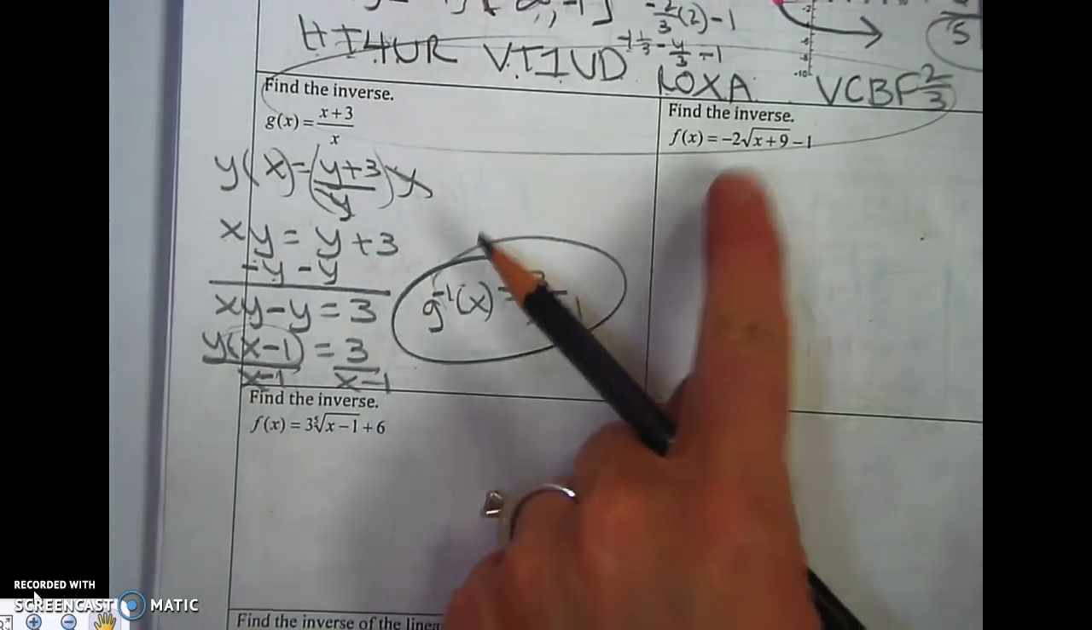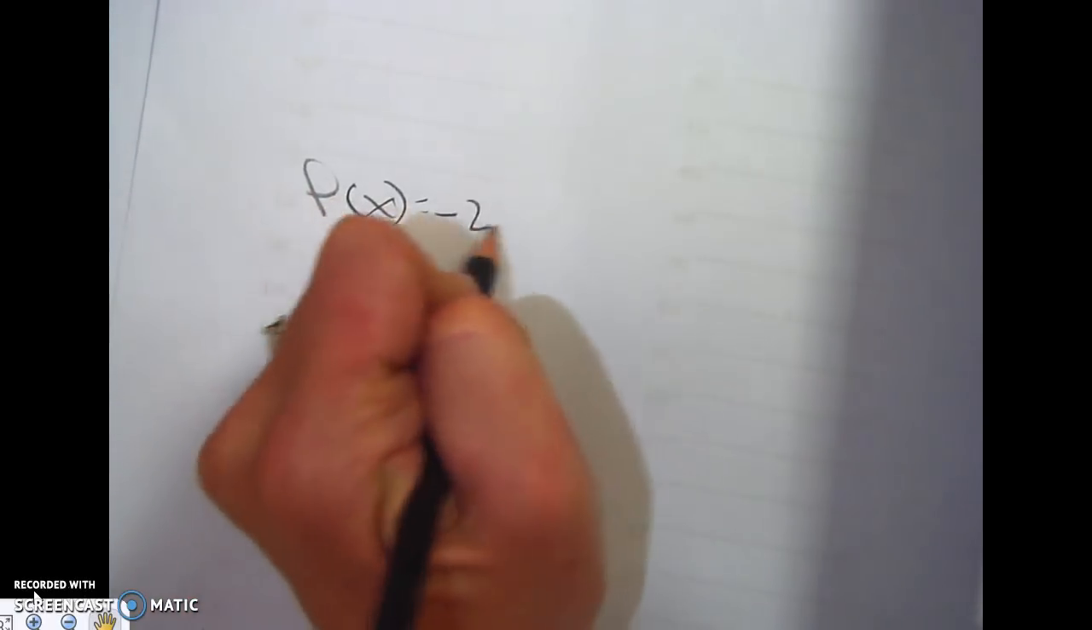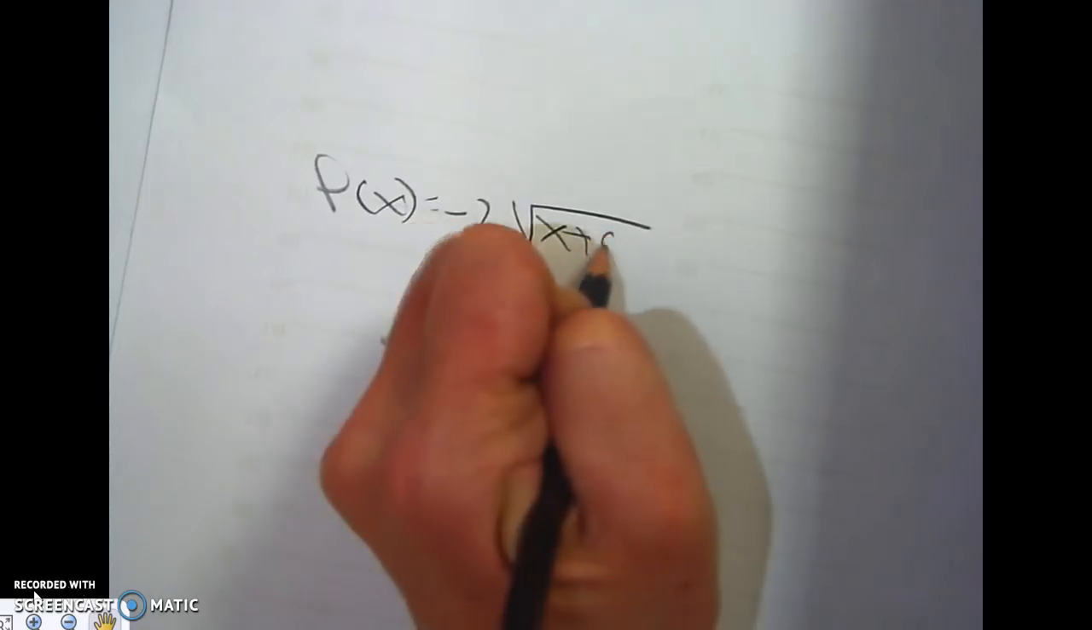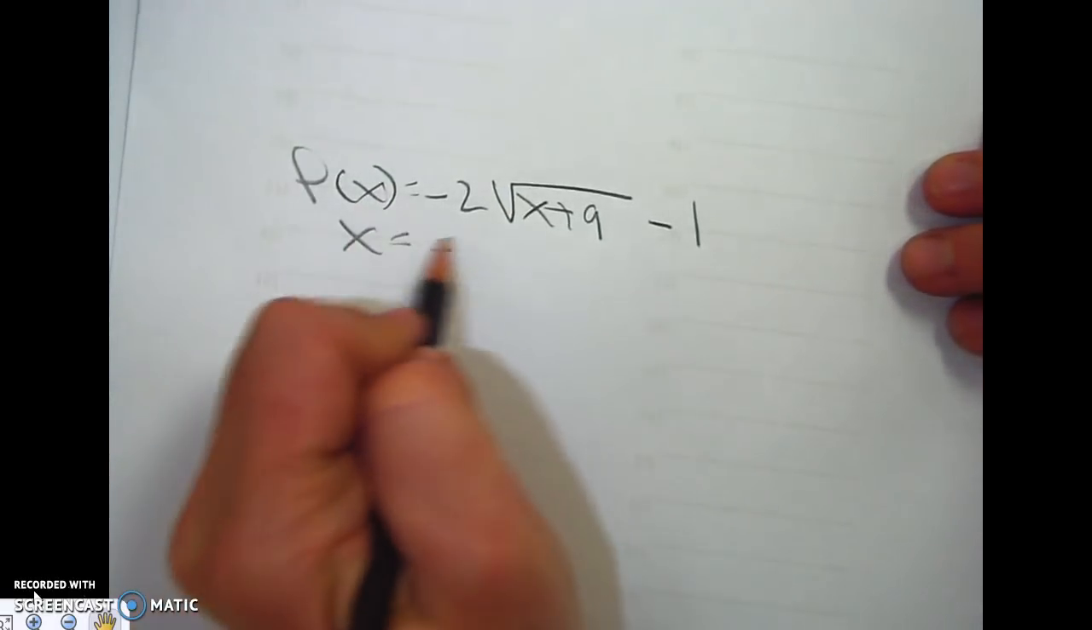This one is actually going to be a pretty big workout, so I'm going to use separate paper so that I can do it all on one piece. So let me write the function. f of x equals negative 2 rad x plus 9 minus 1. First thing I do, switch the x and the y.